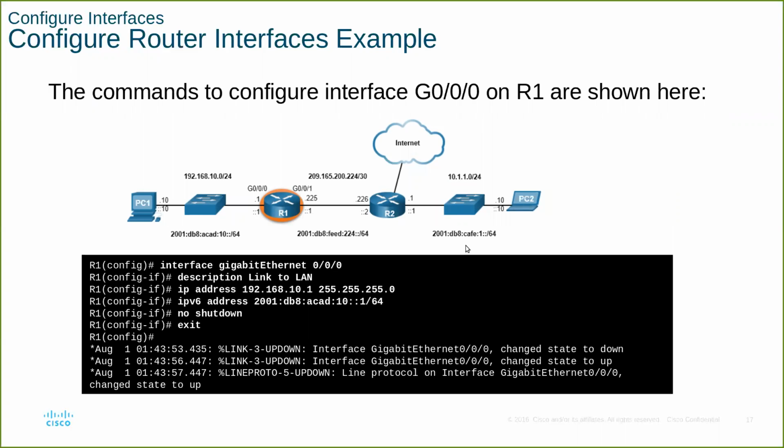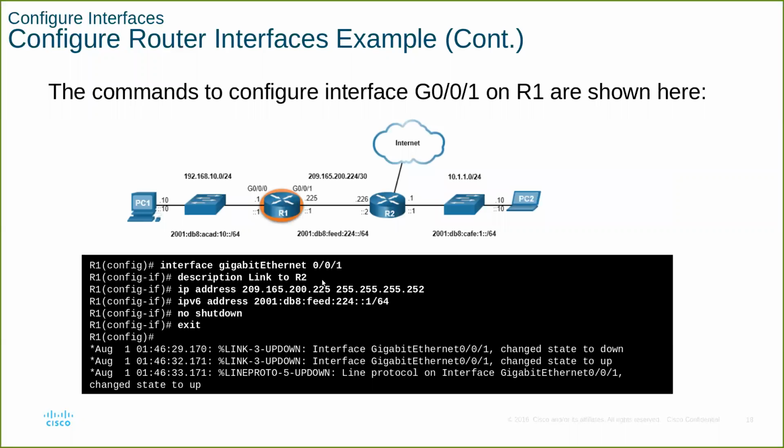Okay, so these are examples of how to configure an interface. We will do this. Still on the same thing, configuration of interfaces. You can see interface gigabit 0/0/1. Description is a link to router 2. You give the IP address and type no shutdown.